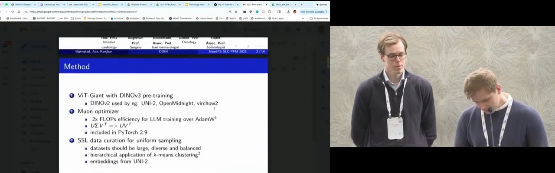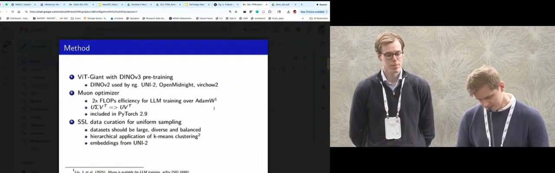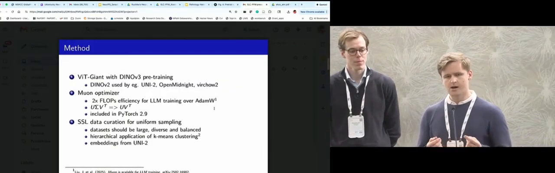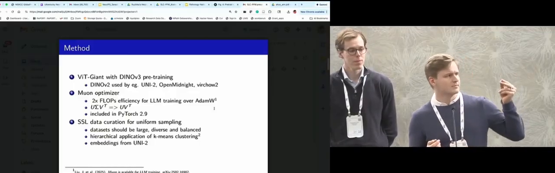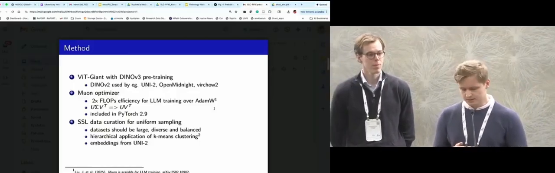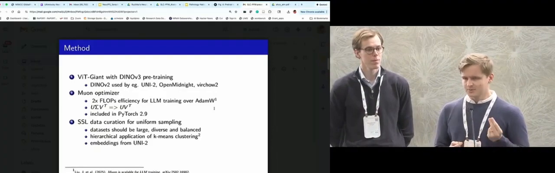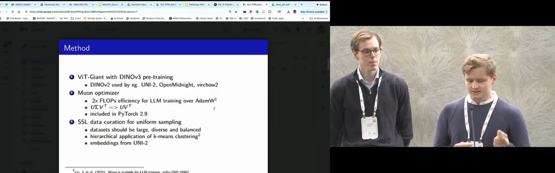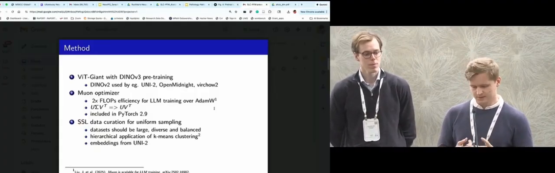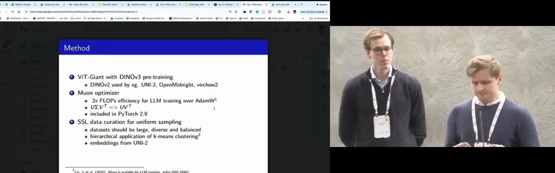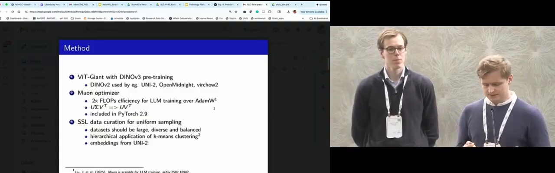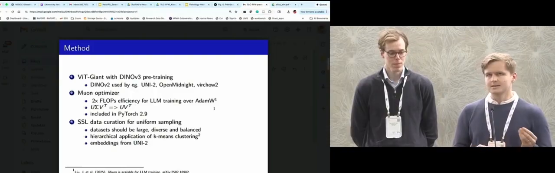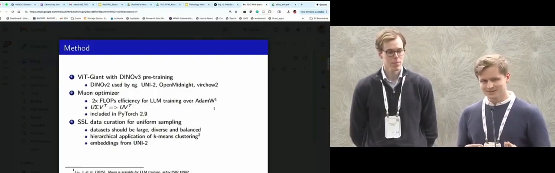Now, moving on to the method. We joined the competition in September. So our approach can mainly be boiled down to these 3 points. In September, when we joined the competition, we looked at the methods that dominated the field. They were mainly using Dino v2, like Uni, Open Midnight, Virchow. And in mid-August, Dino v3 was released.